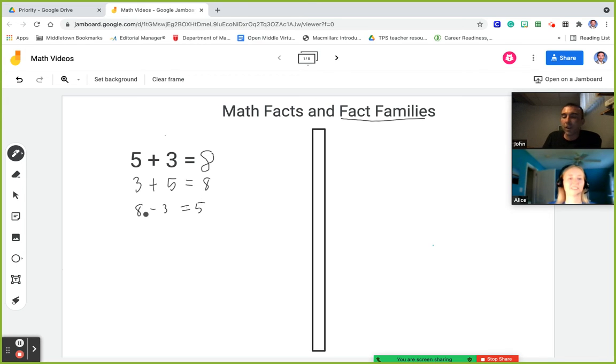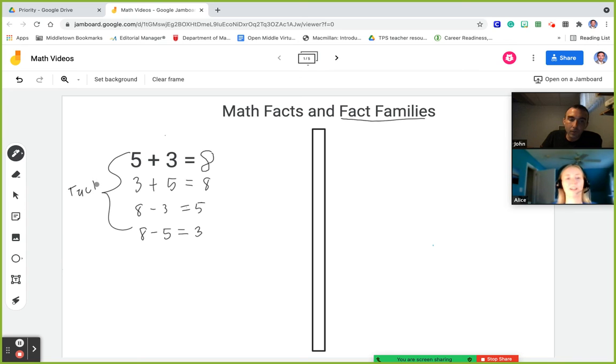So another fact I could say is 8 minus 3 is 5, because if I have 8 chips and I take out 3, I'll be left with 5. And I can also do 8 minus 5 equals 3. If I have 8 and I take away even more chips, take away 5 chips, that'll leave me with 3. So each of these math facts or statements that we know are true can constitute a whole entire fact family using 5, 3, and 8.